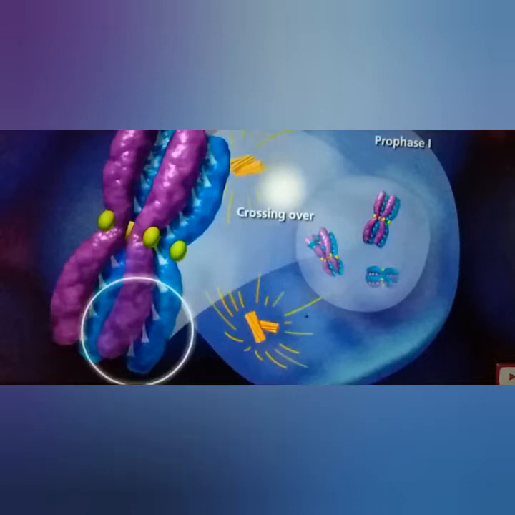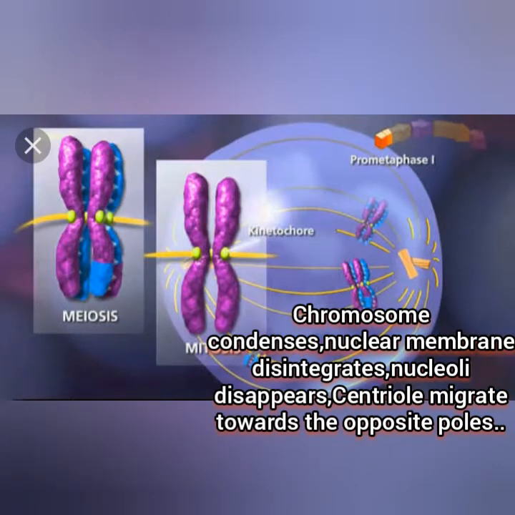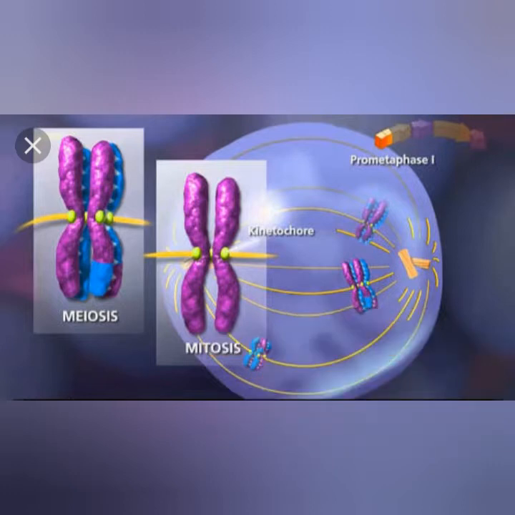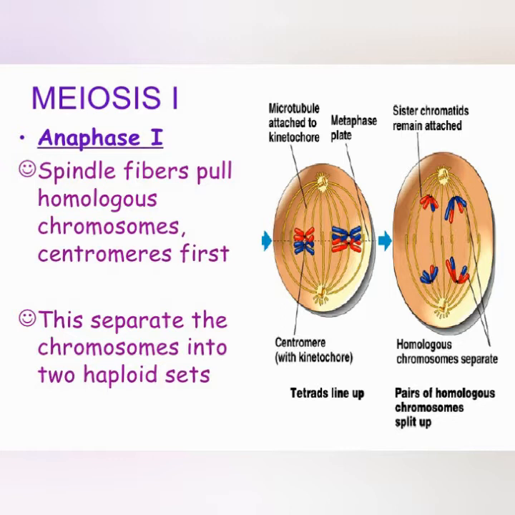Then again the chromosomes condense, the nuclear envelope disintegrates, nucleoli disappear, and centrioles migrate towards the opposite poles and form the spindle fibers. Two kinetochores attach with each pair of chromosomes, as they are in a bivalent tetrad, so two kinetochores are attached. Metaphase 1. It is the alignment of the chromosomes at the equatorial plane.